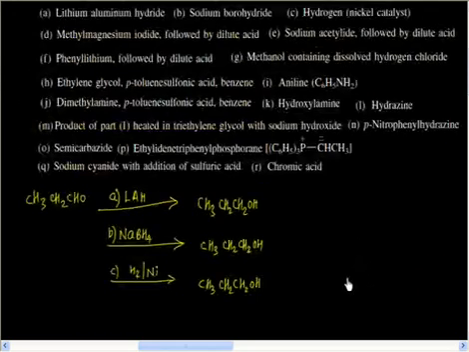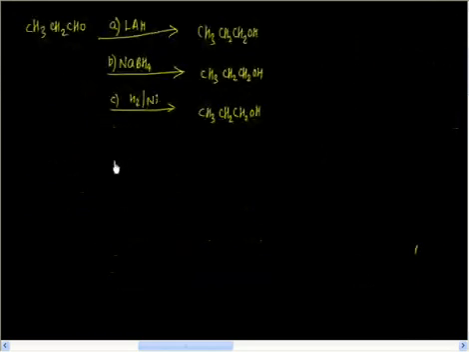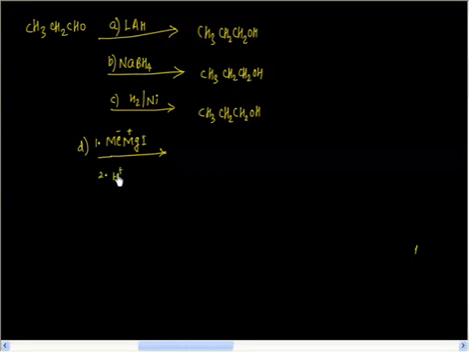Now what is D? For D you have methyl magnesium iodide, MeMgI. So you have minus and plus. This is the Grignard reagent. So this is your D part. And this says this is followed by acid.